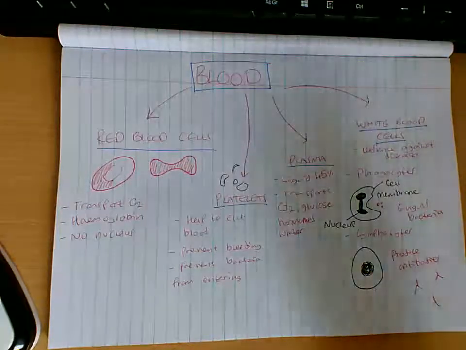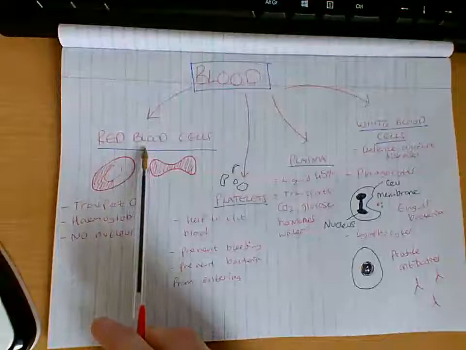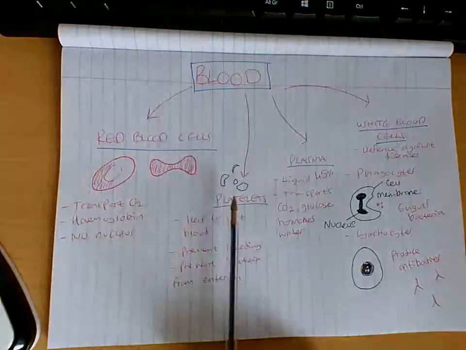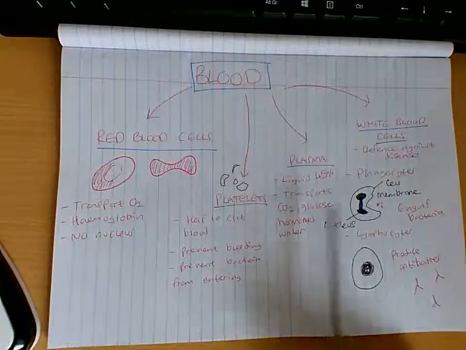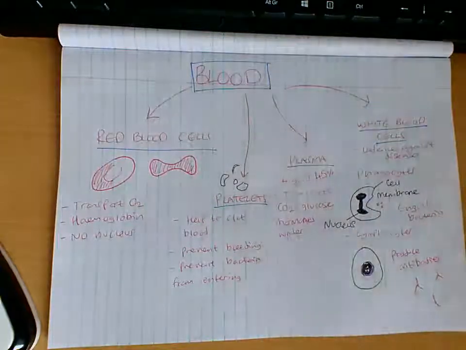So there you go. So the blood is made up of four main parts: red blood cells for transporting oxygen, platelets to form blood clots, plasma to carry various different substances, and white blood cells to defend against disease.